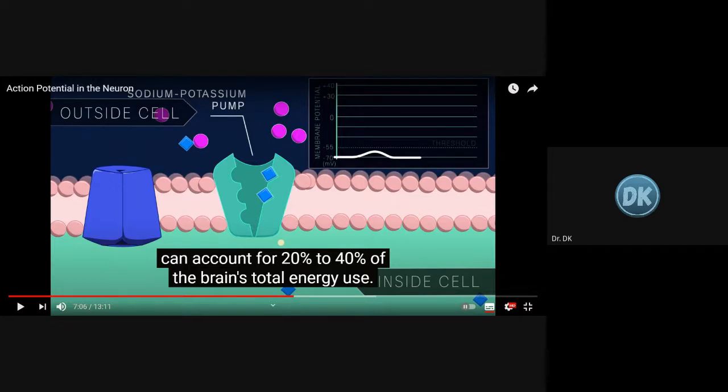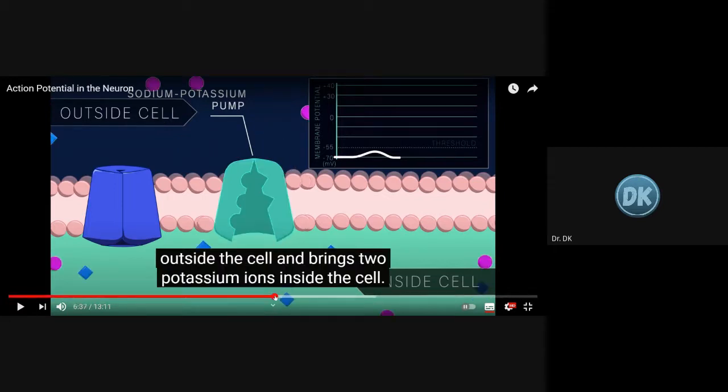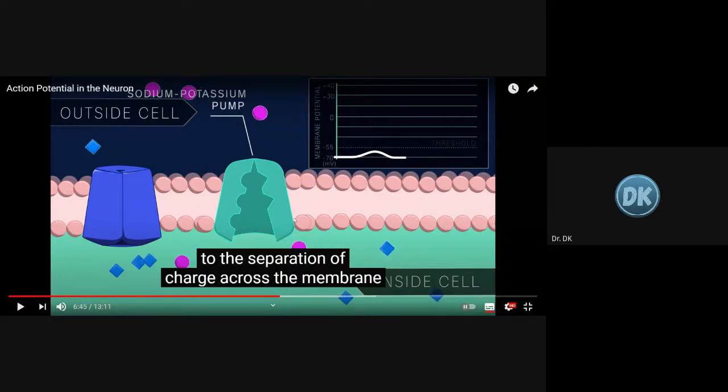So to maintain the cell at its resting potential, this sodium potassium pump will act as a main factor, and this process accounts for 20 to 40% of the brain's total energy use. This sodium potassium pump is triggered by the process of ATP hydrolysis. Hydrolysis is the process where the ATP, adenosine triphosphate, is broken down to ADP plus a phosphate ion. Whenever it is broken down to ADP plus a phosphate ion, this sodium potassium pump will get activated. So this sodium potassium pump is a very important thing.